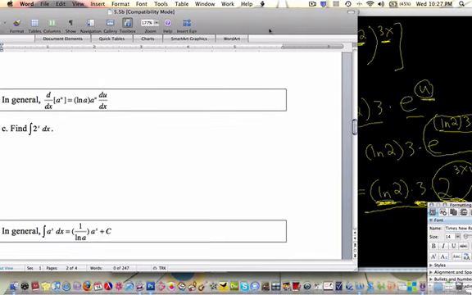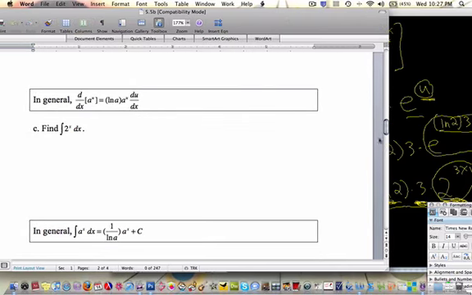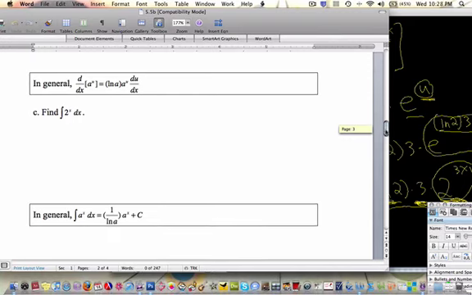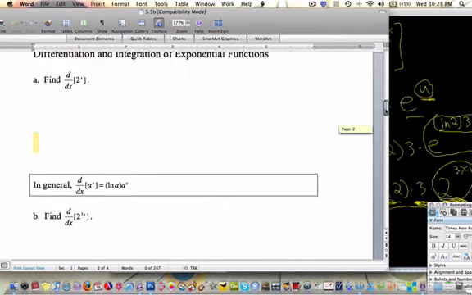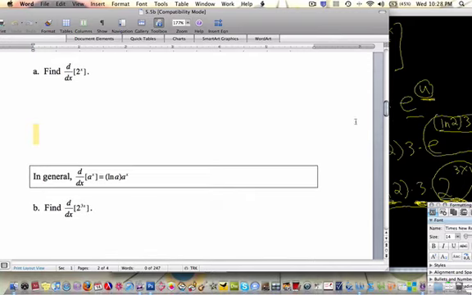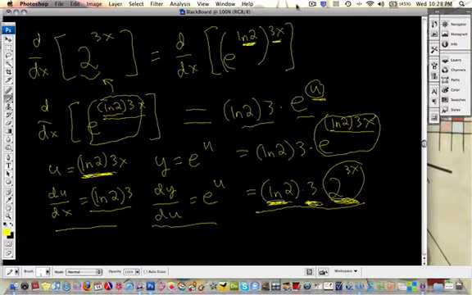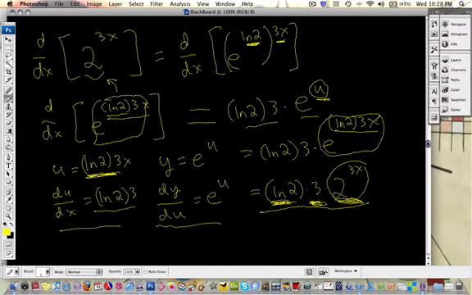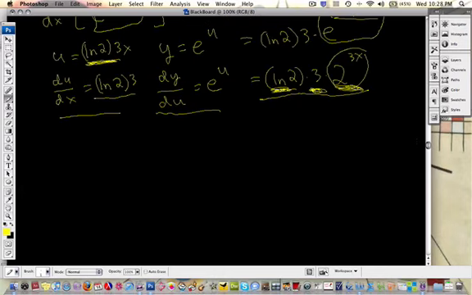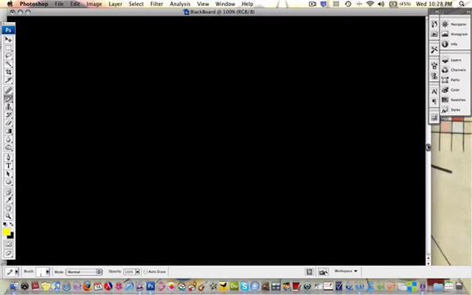Okay, what about integration? One of the hard things about this chapter is keeping separate when we need to differentiate, like these two problems, and when we need to integrate, like it's telling us here. So let's try to go the other way. Let's try to integrate an exponential function like 2 to the x. If differentiating involves the chain rule, then integrating is going to involve u substitution.